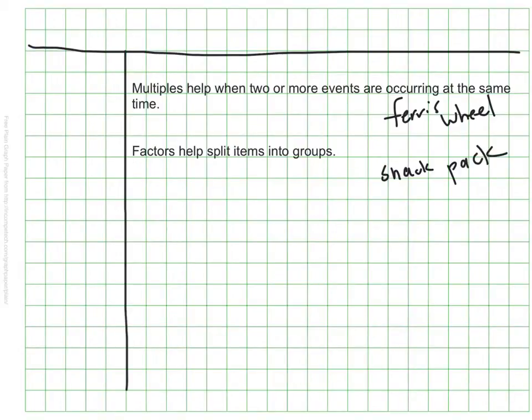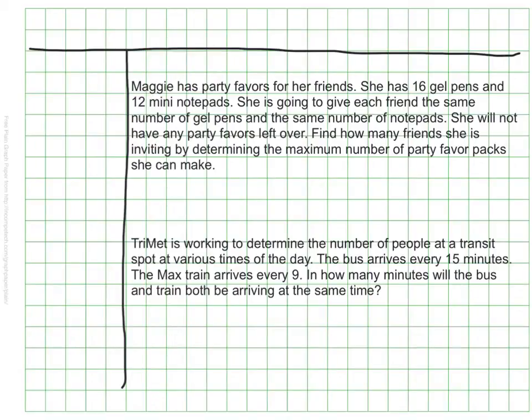I'm going to show you 2 questions. You'll need to use either factors or multiples to solve the following problems. Make sure you first decide whether this is similar to the Ferris wheel question and needs multiples, or whether it's more like the snack pack problem and will require factors. In these 2 questions, determine first whether it is factors or multiples, and then decide what your answer will be.